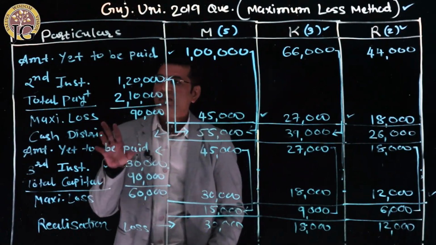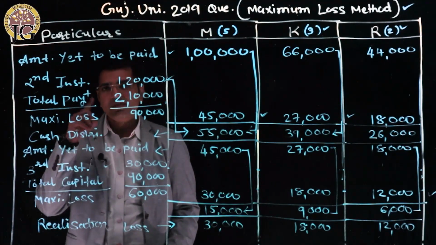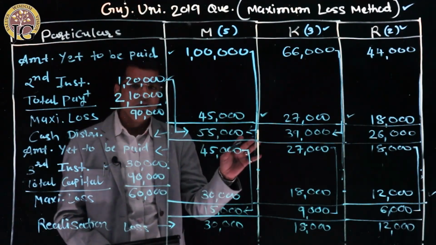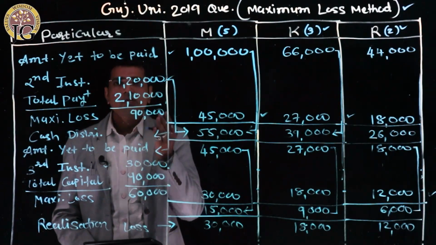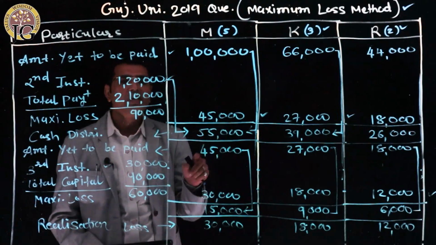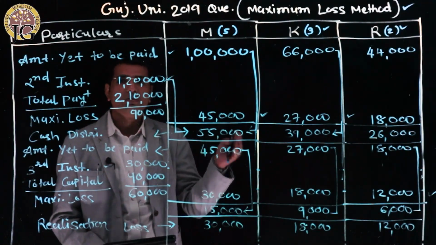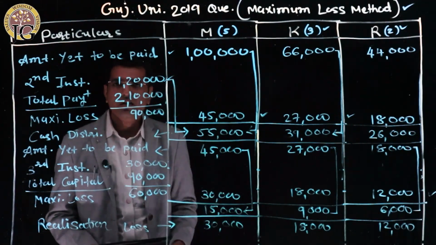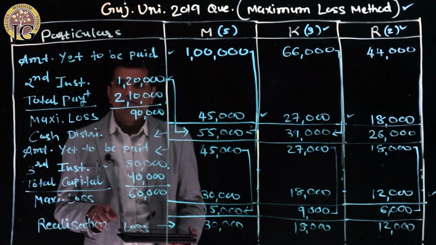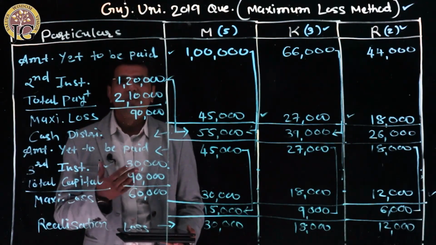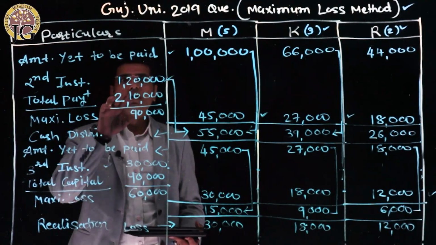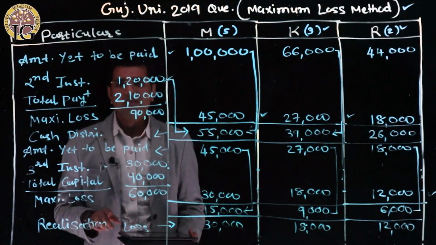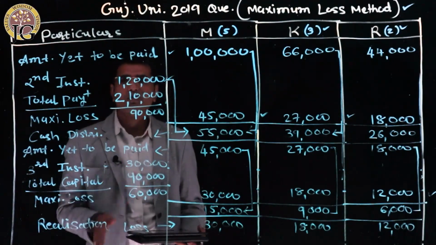In this sum, we just made calculations for capital deficiency. Capital deficiency was the new point. Otherwise, this is a very easy sum asked in the Gujarat University. You just have to remember the capital deficiency is to be distributed amongst the partners who have a positive balance left over. That means you have to remember point number 5, which I mentioned earlier: maximum loss cannot be more than capital. And if it is more, it is known as capital deficiency, and capital deficiency will be distributed amongst the partners.